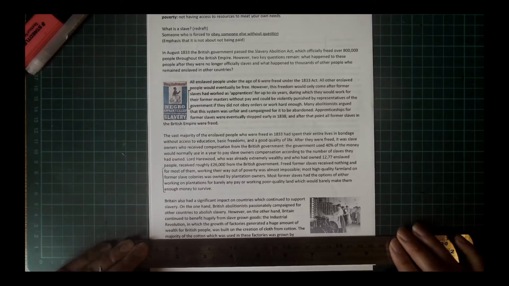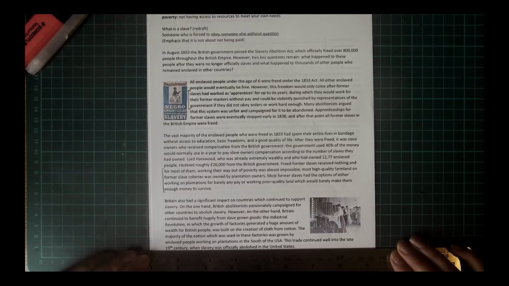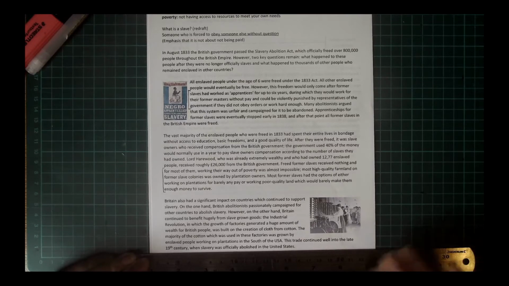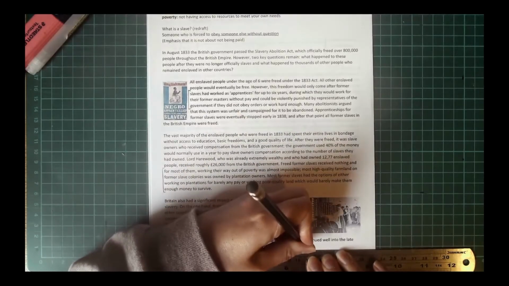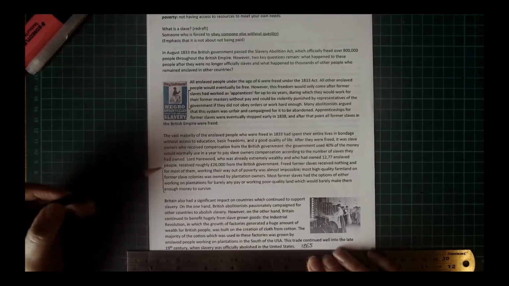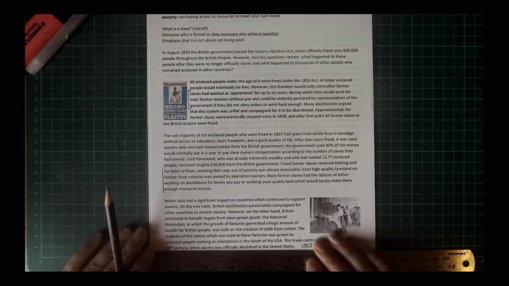The majority of the cotton which was used in these factories was grown by enslaved people working on plantations in the south of the USA. This trade continued well into the late 19th century when slavery was officially abolished in the United States. It was abolished in 1865, but actually a lot of the problems that we see up here occurred in the USA after that date.